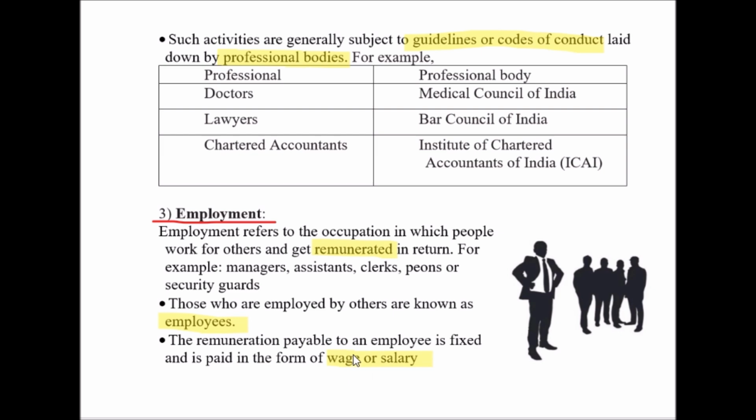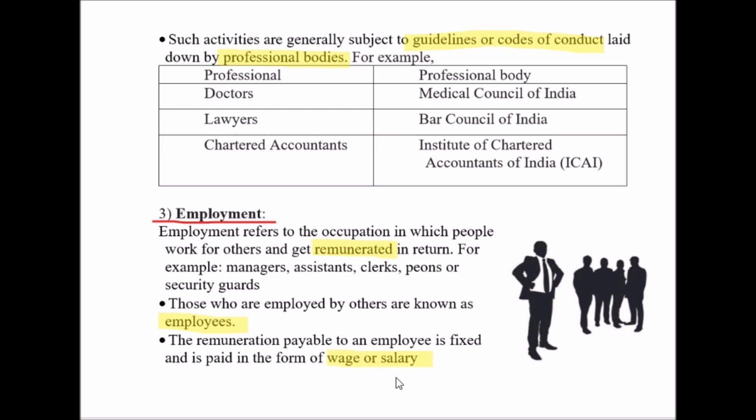So if you are working for others, you will be known as employees, and in return what you are going to get is remuneration, and remuneration can be your wages or salaries. There's a difference between wages and salaries. Normally when you do some administrative or office job, what you get is salary, whereas workers on daily wages normally get wages. In accounts you are also going to study the difference between wages and salaries.